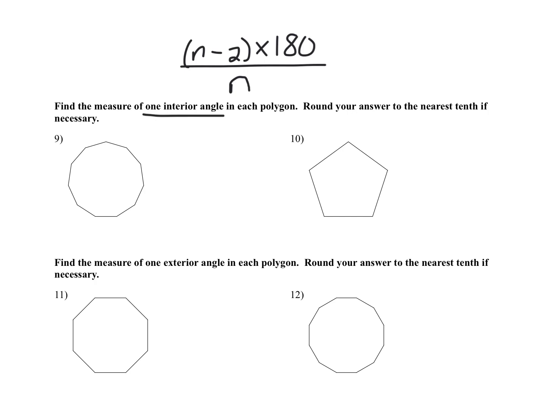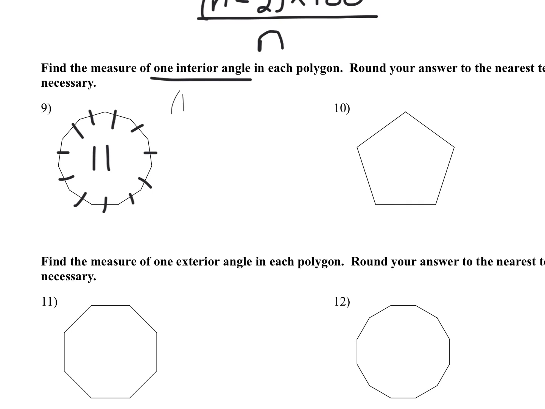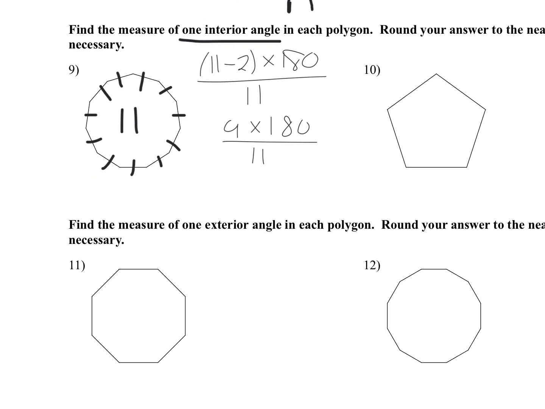So how many sides does number 9 have? 11. Plug in. So I have 11 minus 2 times 180 divided by n, where n is 11. What do we do first? Parentheses first, let's do the top. 11 minus 2 is 9 times 180. What do we do next? Multiply 9 times 180 and divide by 11. What's 9 times 180?